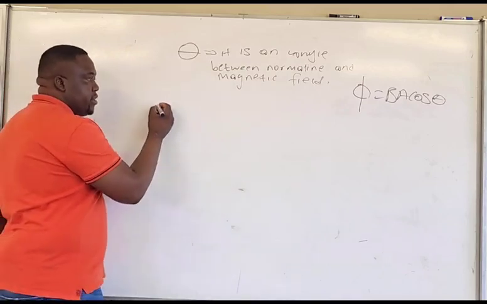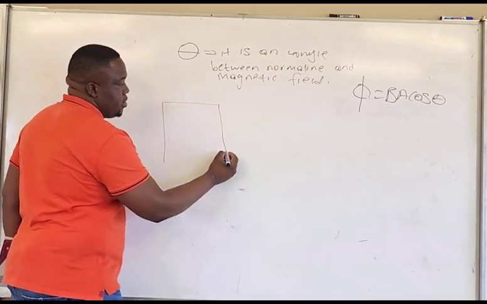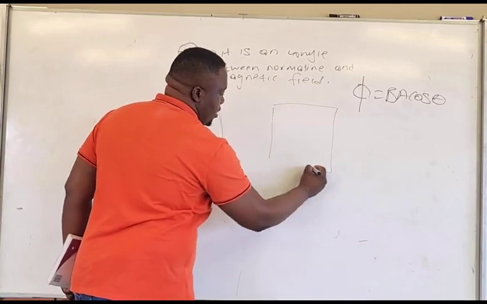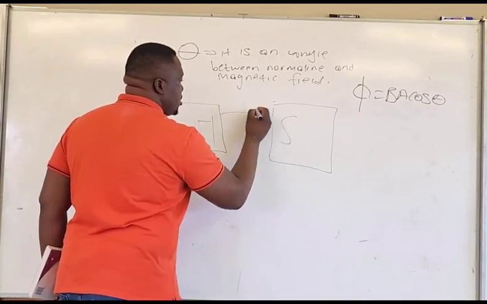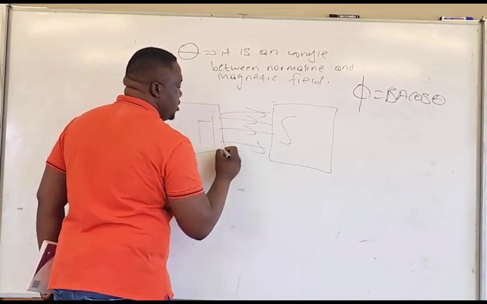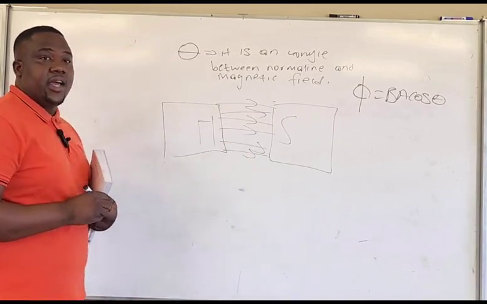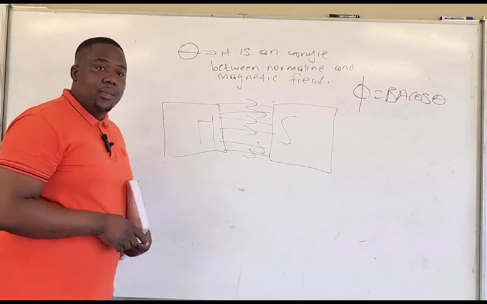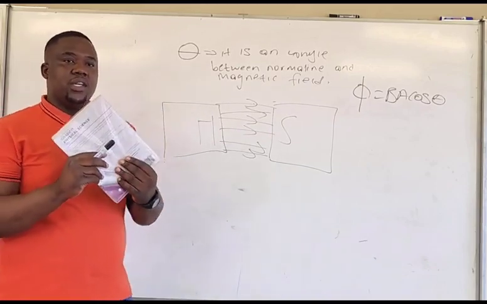It's very important for you to understand. Let's take a coil which is in a particular shape, as I've given you the area. That coil has a normal line. Let me demonstrate that we have two magnets, north pole and south pole, with magnetic field lines. We know that magnetic field lines move from north to south.